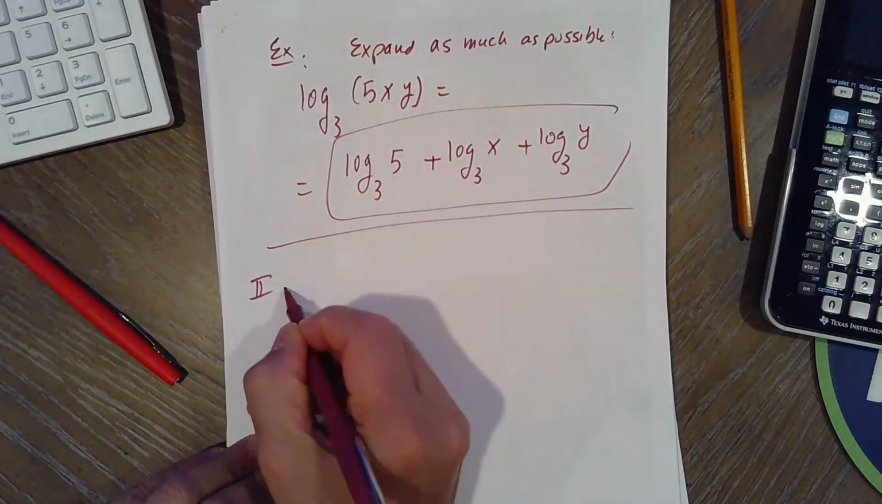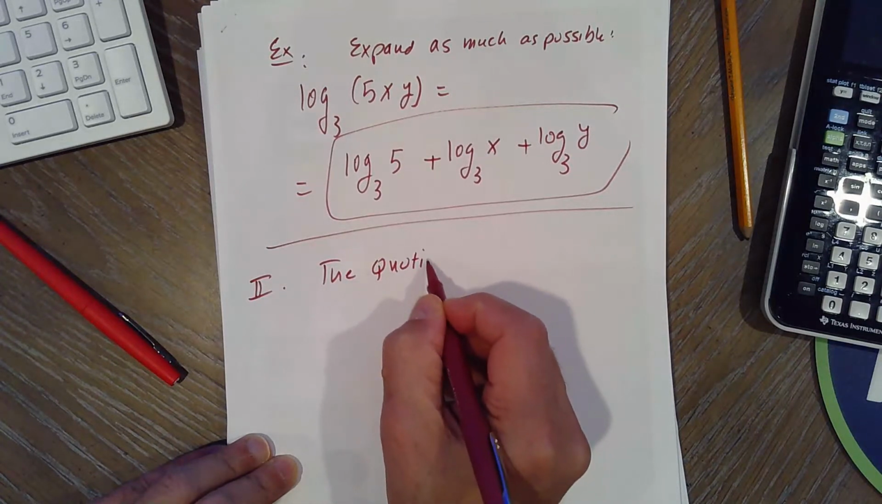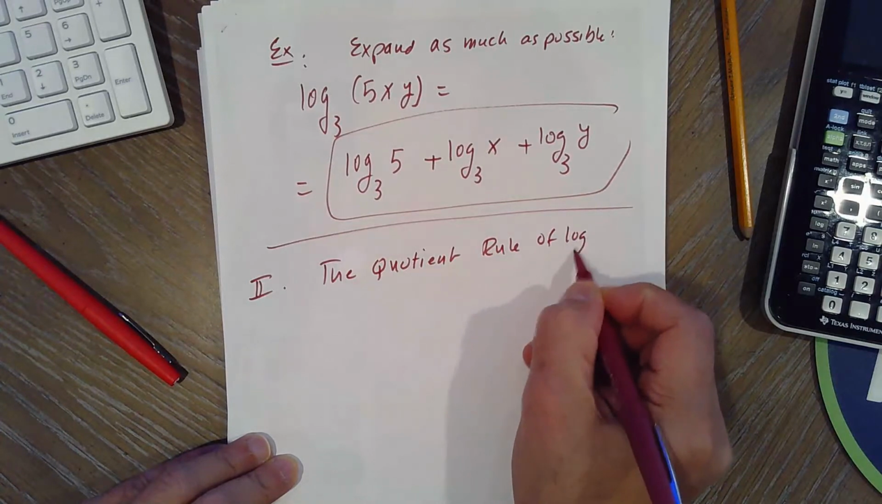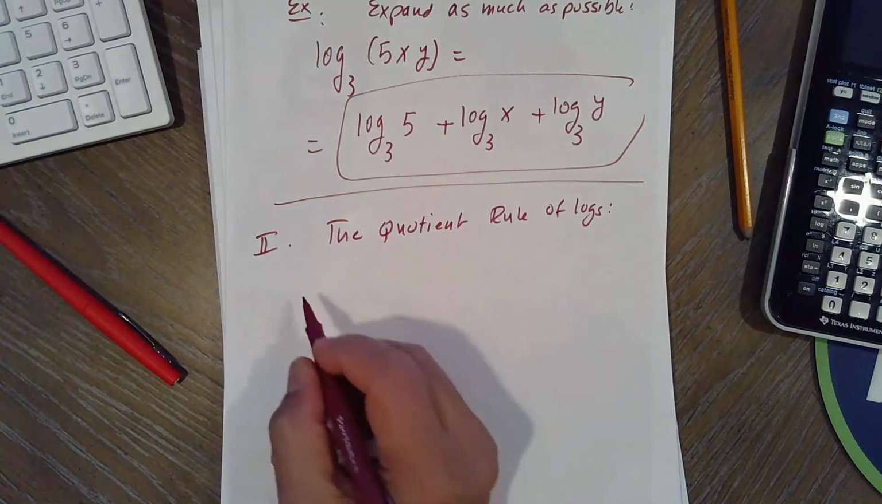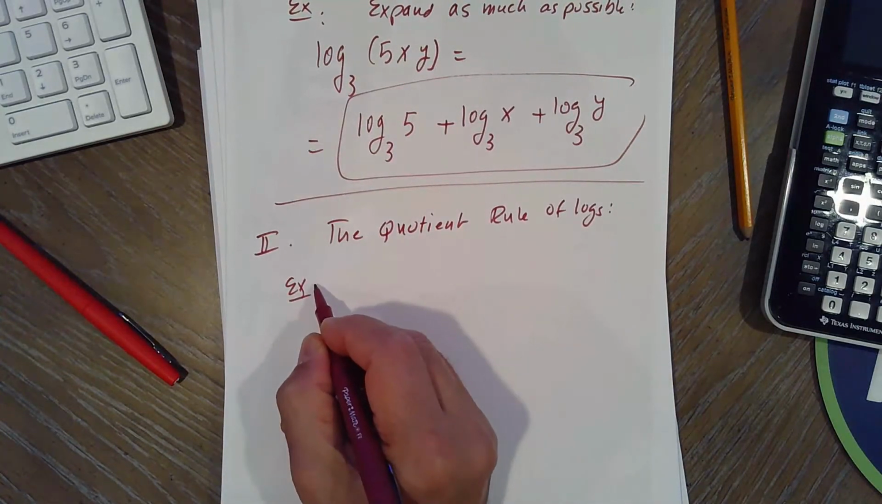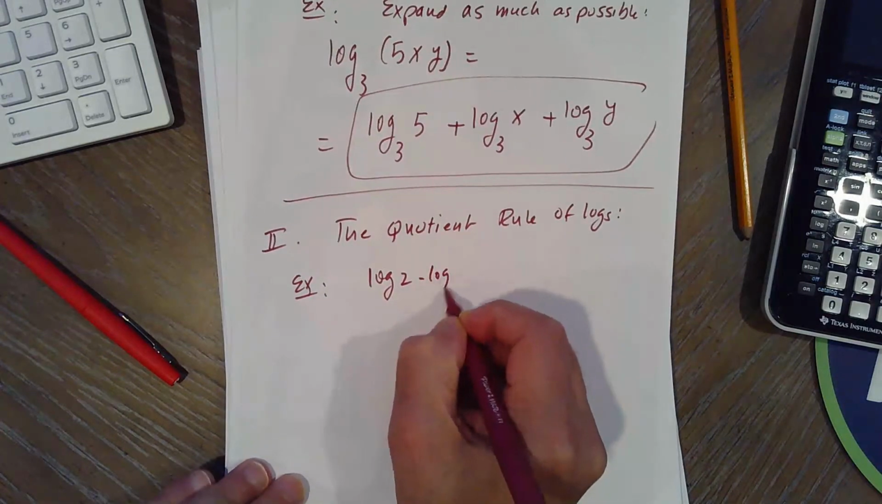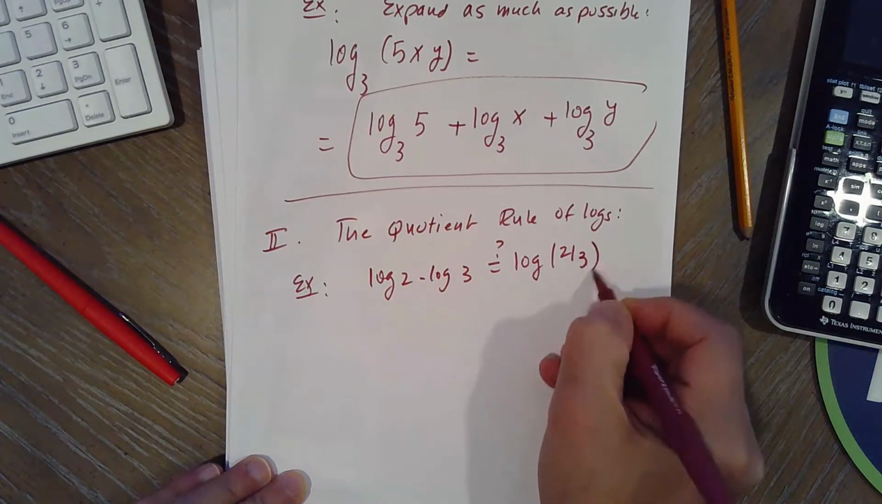Then we could do next the quotient rule for logs. The quotient rule of logs. Again, let's look at several examples. If you do say log of 2 minus log of 3, does that equal log of 2/3? Well, let's check.